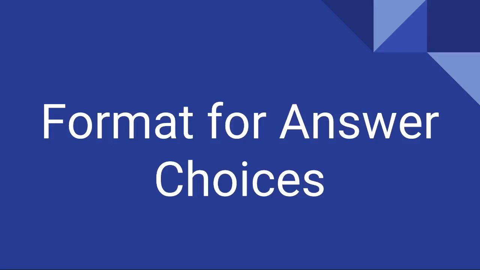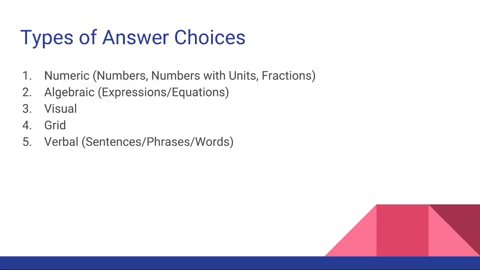Now we're going to look at just the answer choices. What are the format of the answer choices? There's 5 types of answer choices. It could be numeric, which would be just a listing of numbers or a number within units such as 6 cats, 5 dogs, or it could be fractions. Number 2 could be algebraic. It'll have operational symbols such as in expressions and equations.